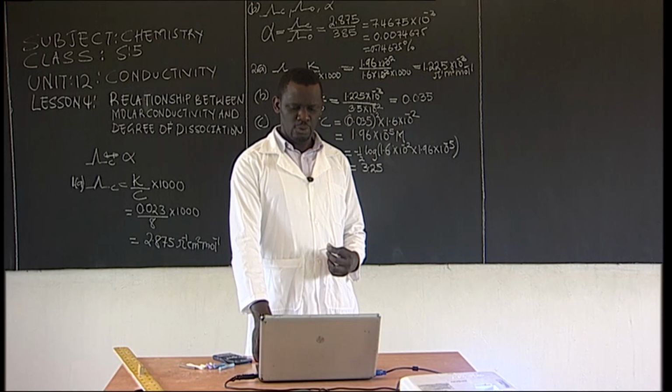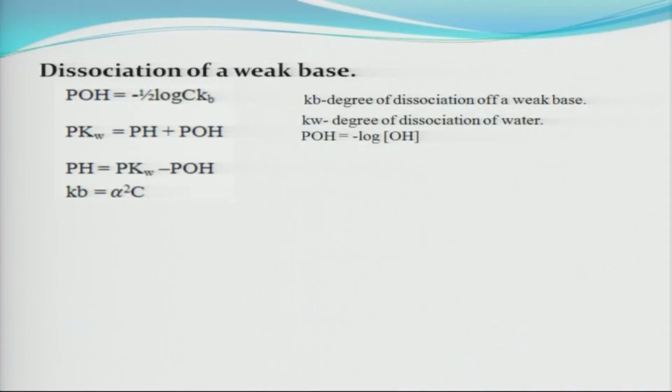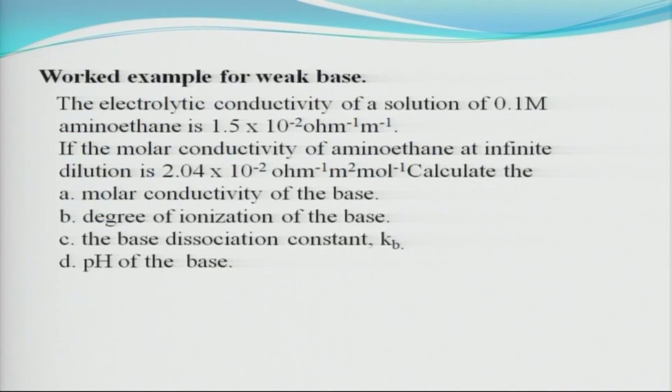So let's continue quickly. We have an example here. The example is telling us the electrolytic conductivity of a solution of 0.1 molar aminoethane. Aminoethane is a base. If the molar conductivity of aminoethane at infinite dilution is given, calculate the molar conductivity of the base. So now we are going to calculate.